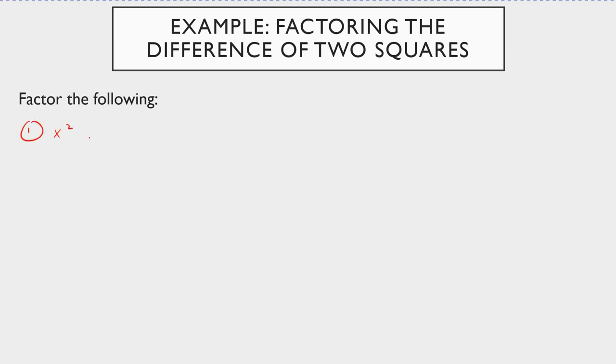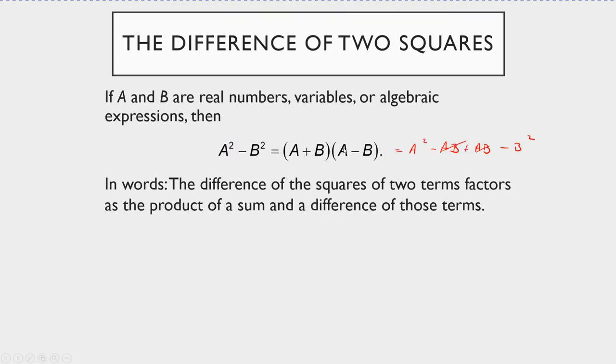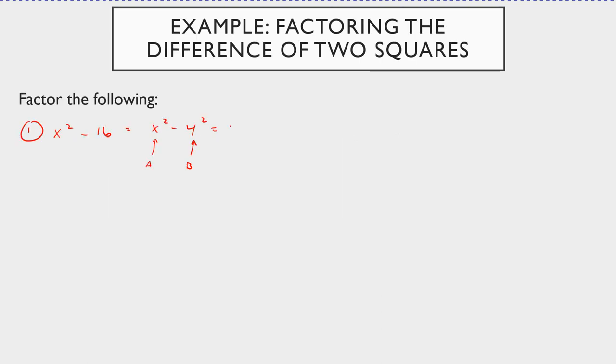Let's look at x squared minus 16. Do you recognize that 16 is a perfect square, so it would be x squared minus 4 squared? Well, then this x is my a and my 4 is my b. So this will factor into a plus b times a minus b, or you can write it as a minus b times a plus b. It doesn't matter what order you put that in. So you can write this as x plus 4 times x minus 4, or x minus 4 times x plus 4. It's totally fine.